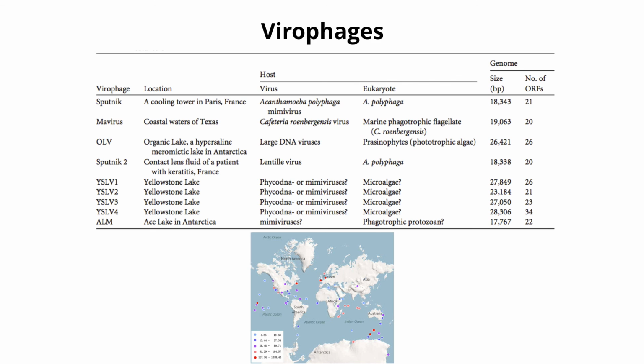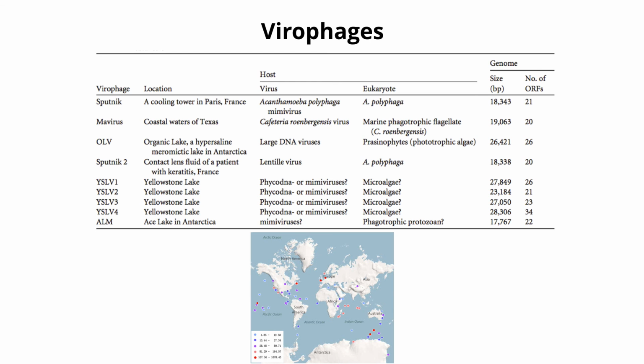And this was from a cooling tower in Paris. Ma virus was isolated in the coastal waters of Texas. Its host, its helper, is a virus called Cafeteria roenbergensis virus. And the virus infects a flagellate in the ocean, a marine phagotropic flagellate. And then organic lake virophage, which is a lake down in Antarctica, a hypersaline lake.